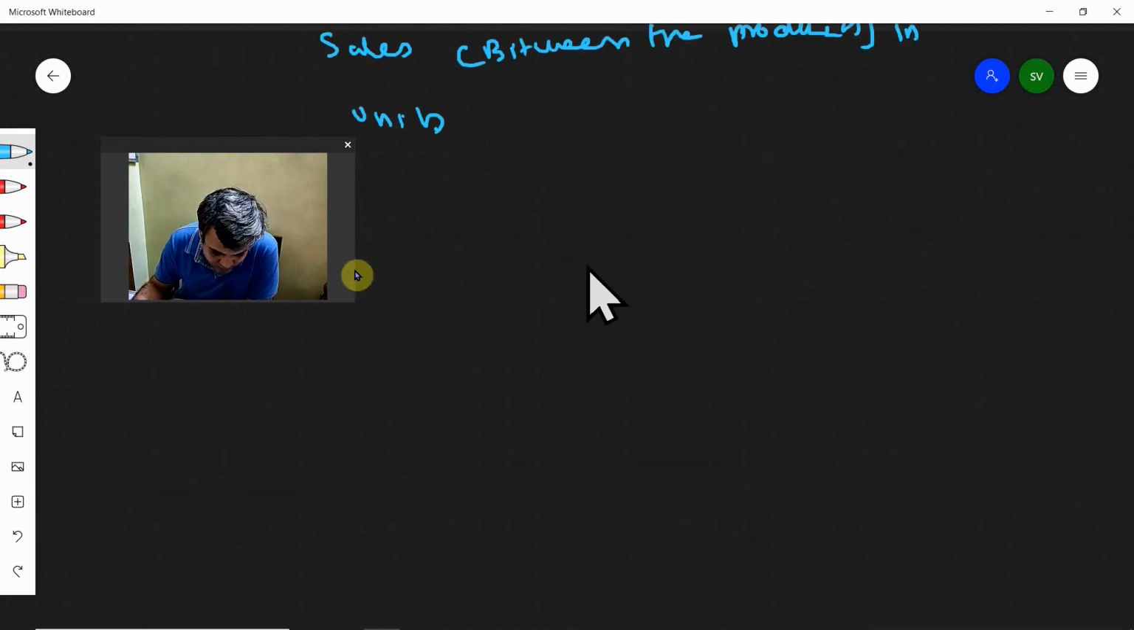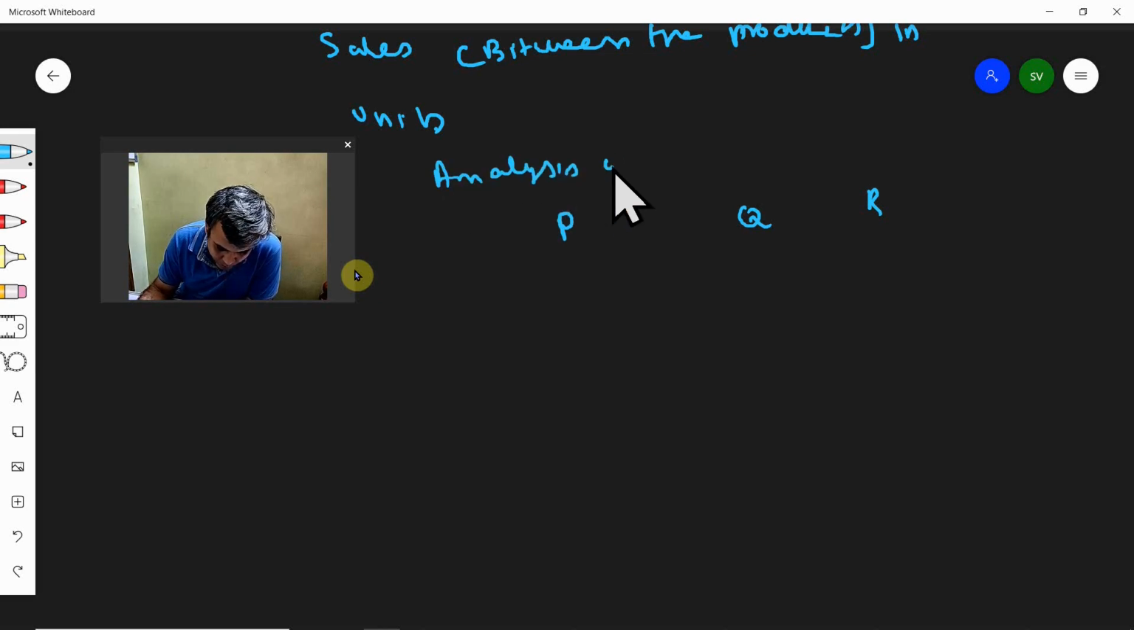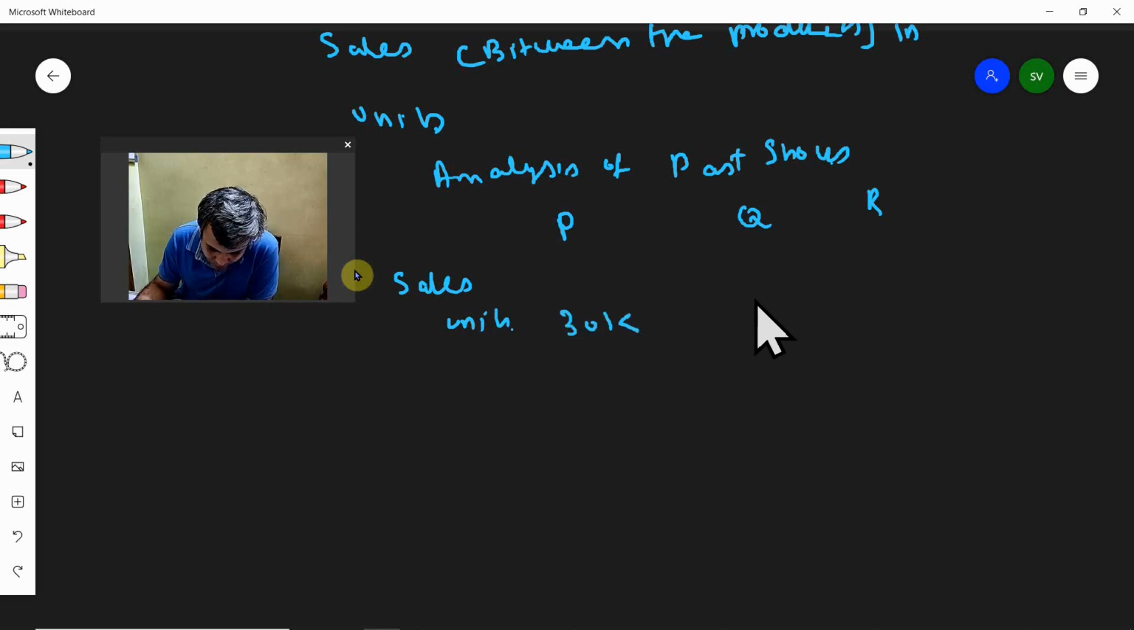Let's try and understand. Let me illustrate what I meant. Imagine I have three products, say product P, product Q, product R. Analysis of past years shows that in every year, sales units are usually like this: I usually sell 30,000 units of P, 20K units of Q, and 10K units of R in a year.